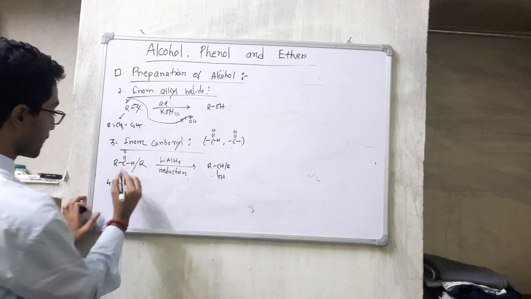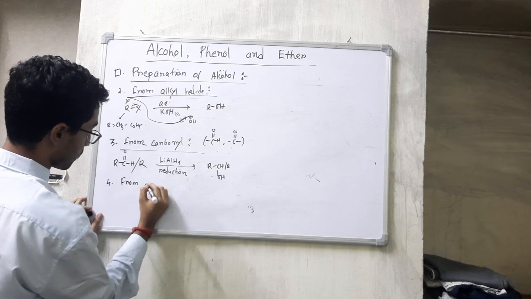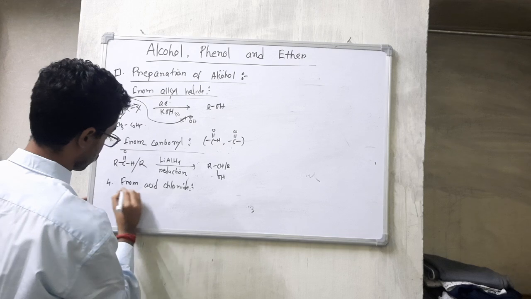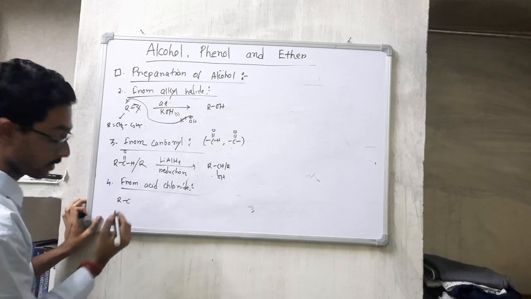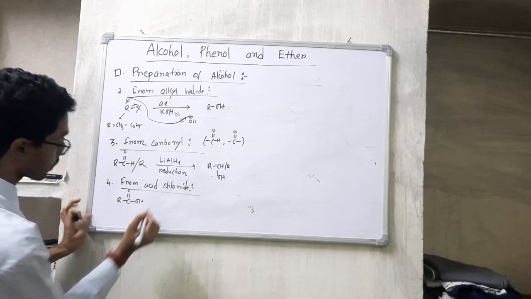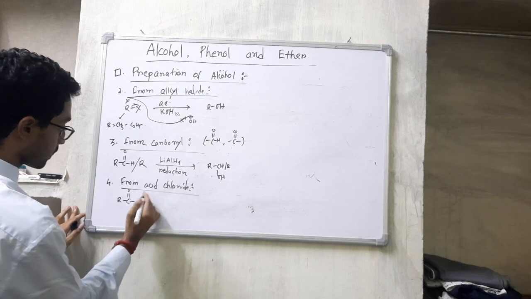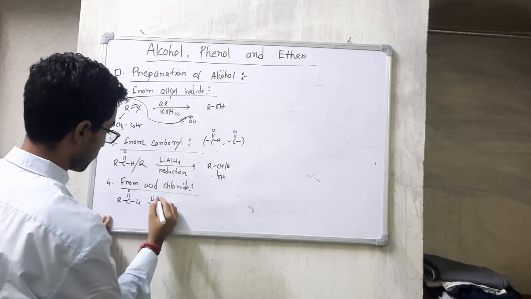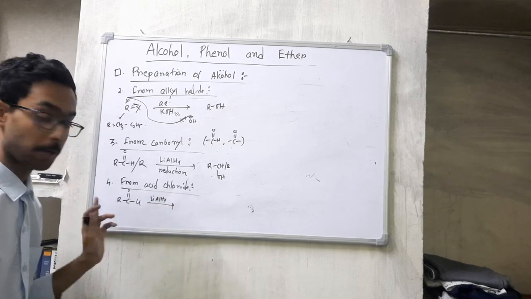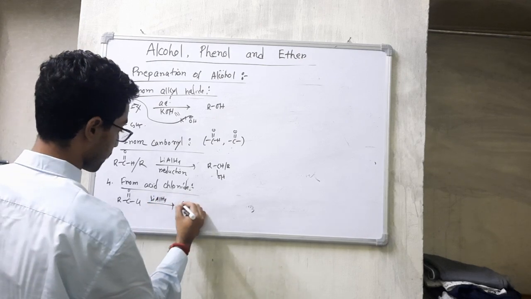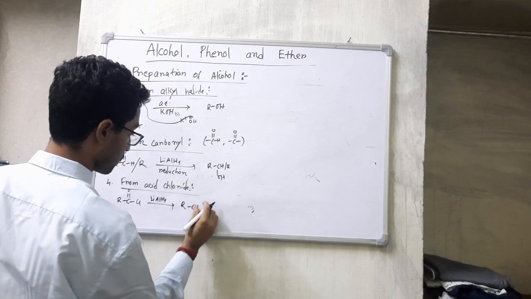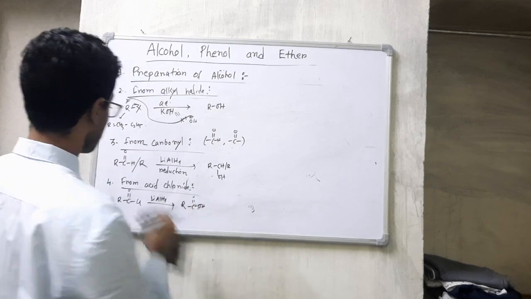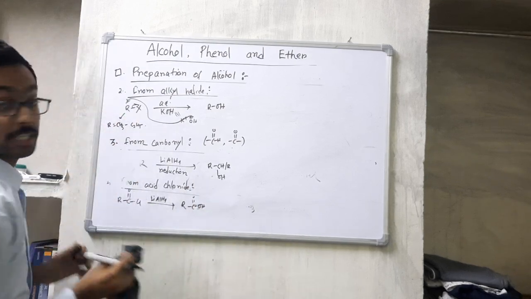Another process is from acid chloride. What is acid chloride? This is the carboxylic acid, we know. If the OH is replaced by chlorine, then this is called acid chloride. If we also treat it with lithium aluminum hydride, the same reagent, then we get RCH2OH. Yes, there are so many processes for the preparation of alcohol.